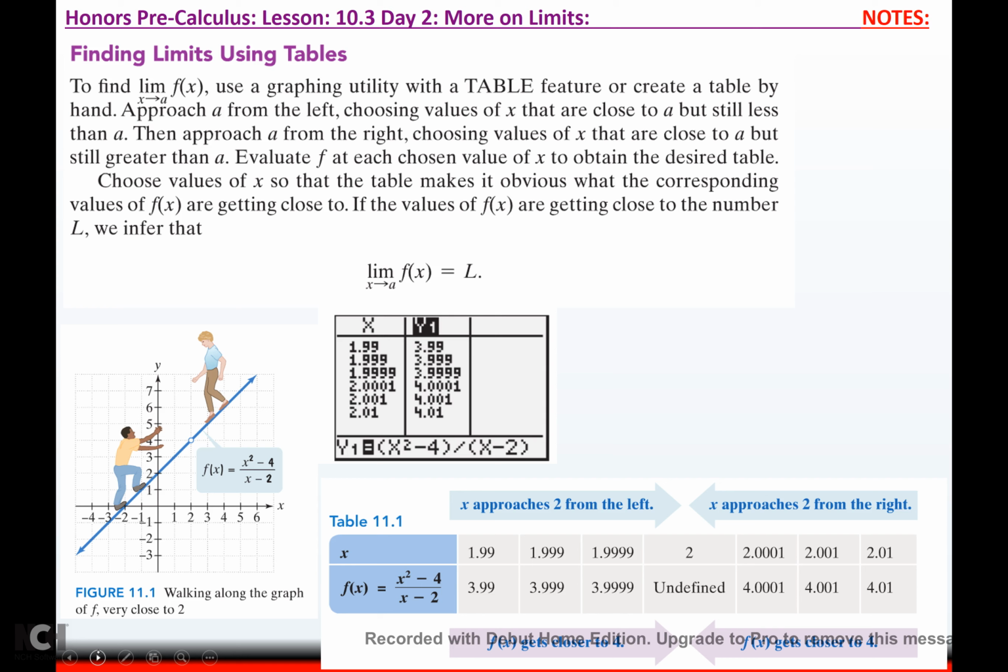Choose values of x so that the table makes it obvious what the corresponding values of f of x are getting close to. If the values of f of x are getting close to the number L, we infer that the limit as x approaches a of f of x equals that limit.